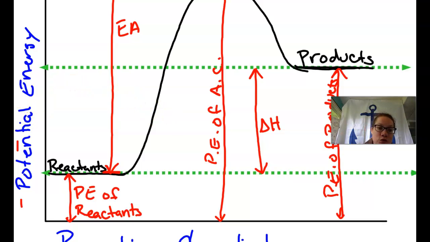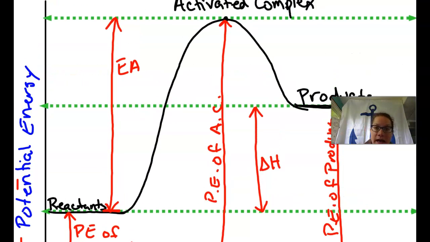Now what you'll also notice is that the activation energy is in the same place. It's from the reactants up to the top of the activated complex. This is bond breaking, always endothermic. This is bond making, always exothermic. So still the shape of the graph is the same, but in an endothermic reaction, the reactants start out with less energy and the products end up with more energy.